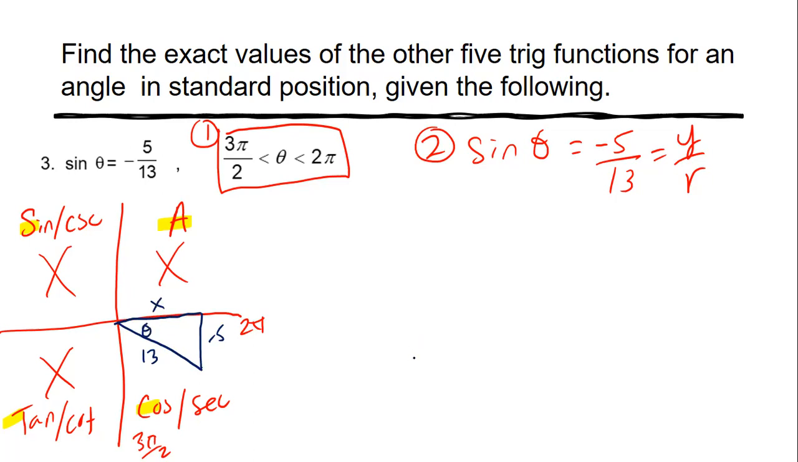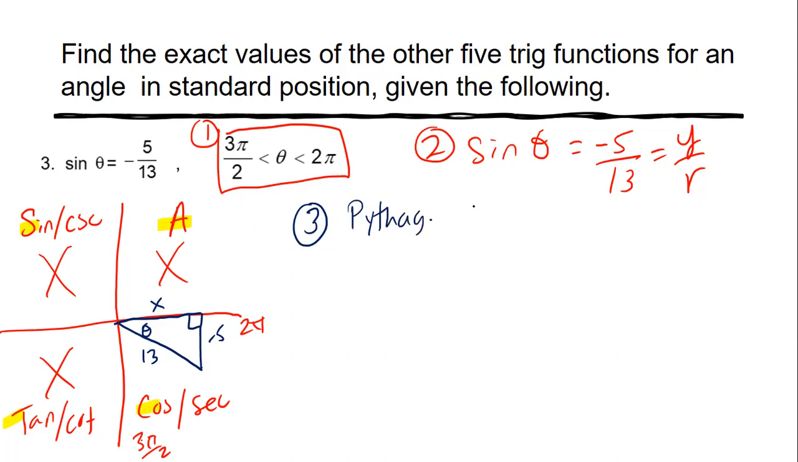So step 1 is our restriction, and step 2 is what are you missing? We're missing our x, so now we're going to solve for x. How would I solve for x of a right triangle? It's the Pythagorean theorem.